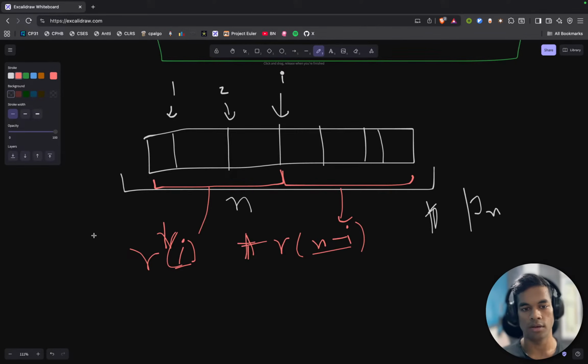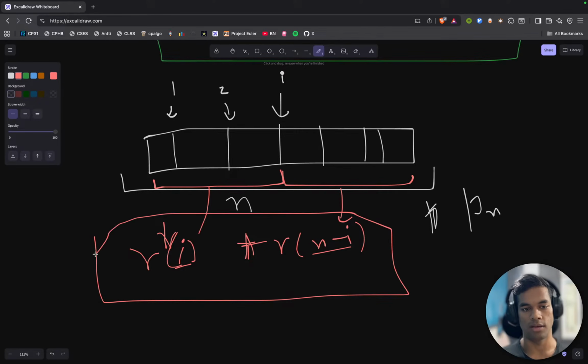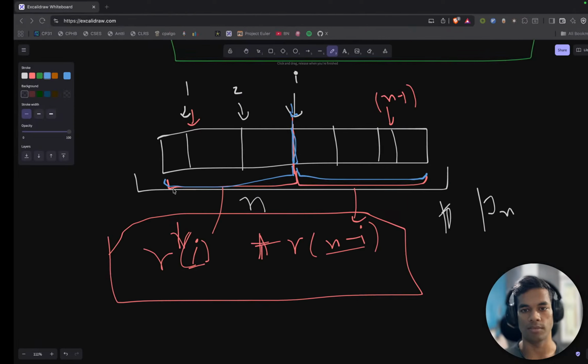Add them together, and that would be the best way to sell a rod which you cut at this location I. And then we iterate I from 1 till n minus 1, and we take the maximum value between them. But the main optimal substructure thing is that when we are cutting the rod at this location, we want the optimal solution for this subproblem, and we want the optimal solution for this subproblem. And that is cool. That makes sense. That is what we call an optimal substructure.